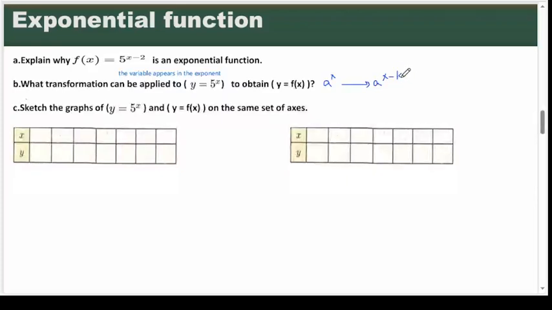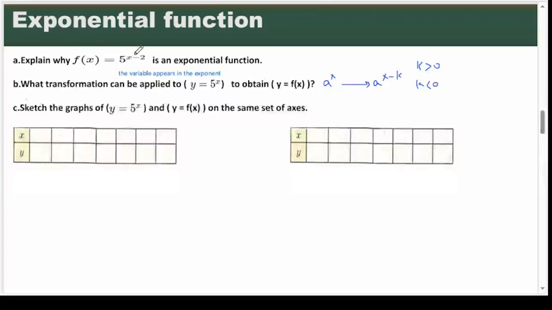and if k is less than 0, move to the left. If k is larger than 0, the a to the power of x will move to the right side k units, and if k is less than 0, it will move to the left side k units.